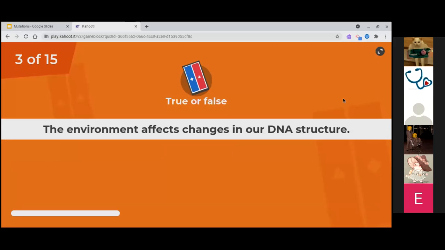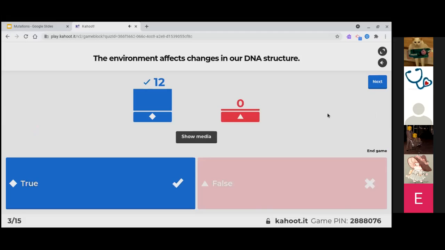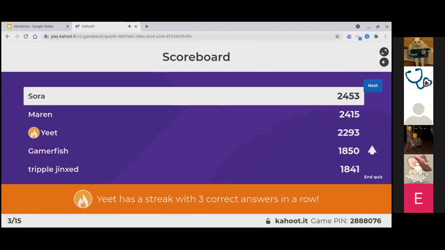Okay, the next question is a true or false question. The environment affects changes in our DNA structure. Okay, so everyone answered true, and that's correct. So congrats. And then we have a small change in the leaderboard, and also Yeet has a streak of 3 correct answers in a row.